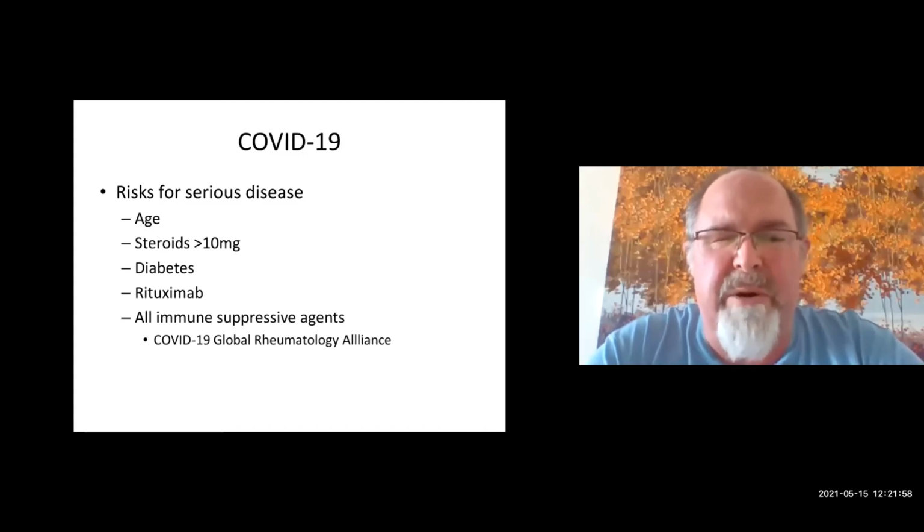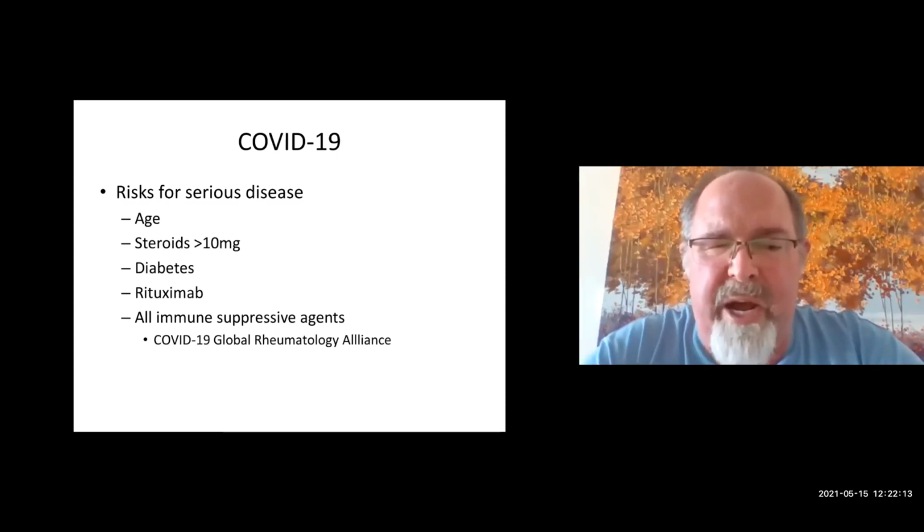Unfortunately, the risks for serious disease are age, steroids greater than 10 milligrams, diabetes, rituximab, and pretty much all suppressive agents of the immune system. Now, luckily, we have the COVID-19 Global Rheumatology Alliance. I can say that it was started by a friend and colleague of mine in Brisbane who saw the need for us to study patients such as those listening today, but all patients who have rheumatologic, immunologic diseases.